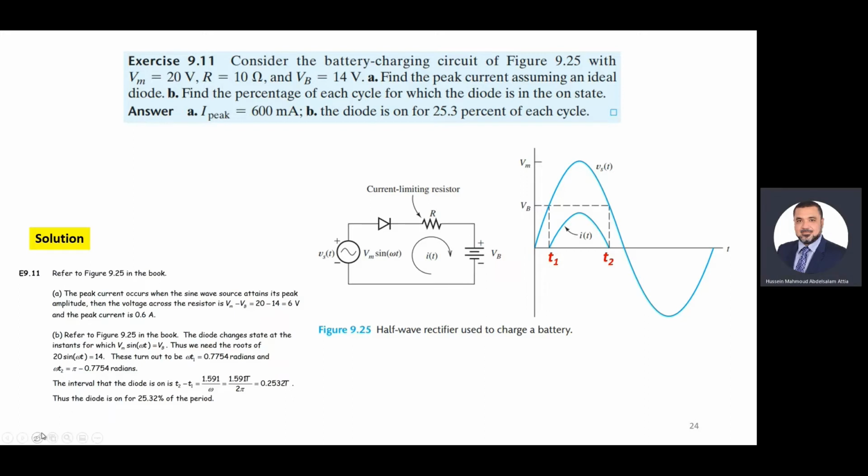Then from these two equations, from this equation to this equation, you can calculate T1 minus T2. Easily, you can find T2 minus T1.